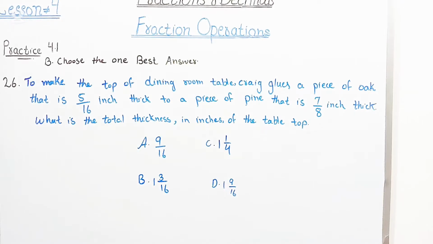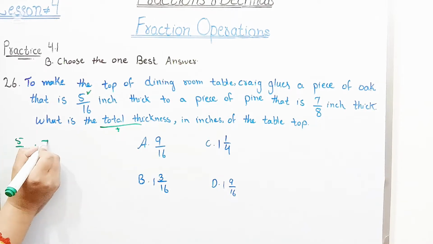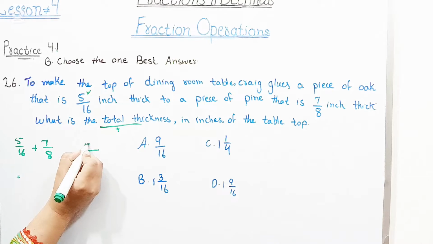Question number 26: To make the top of a dining room table, Craig glues a piece of oak that is 5 over 16 inch thick to a piece of pine that is 7 over 8 inch thick. What is the total thickness? They want the total thickness in inches of the tabletop. So a piece of oak is 5 over 16 plus a piece of pine 7 over 8. When we add them, firstly we take their LCM. It will be very easy.